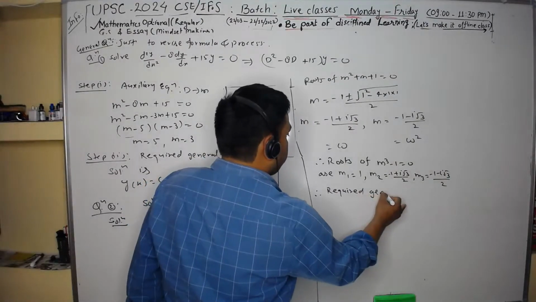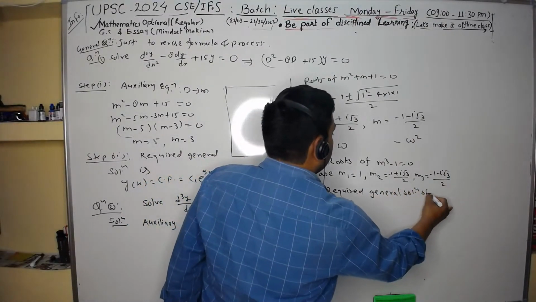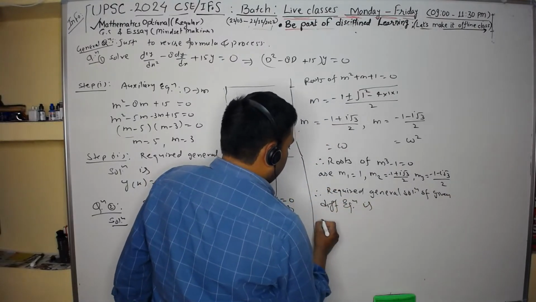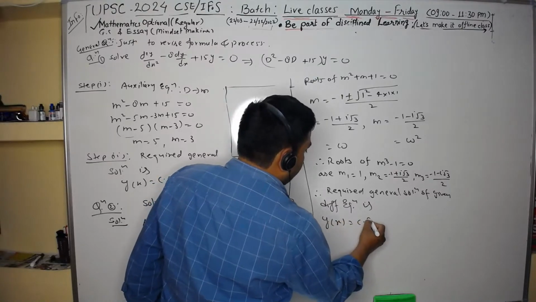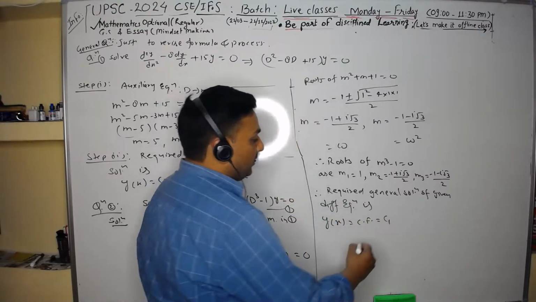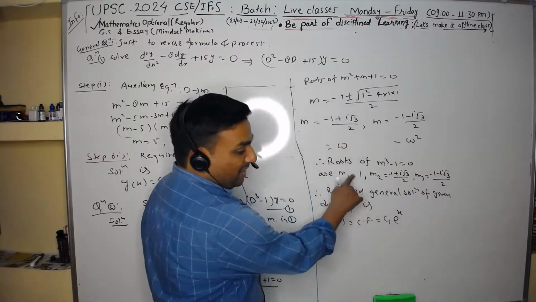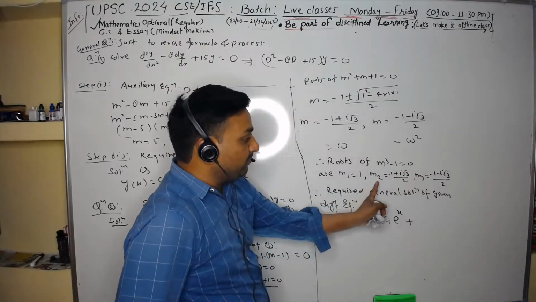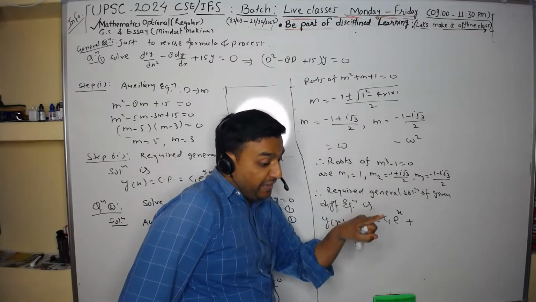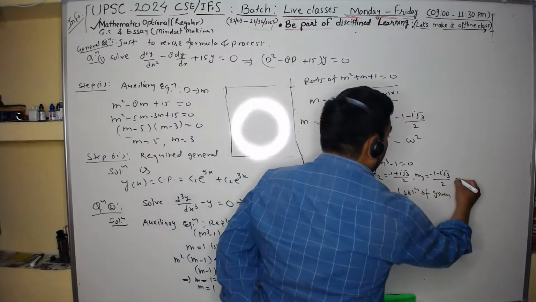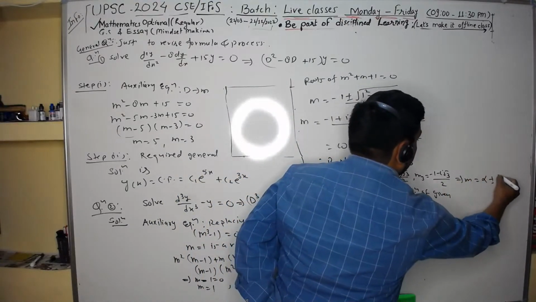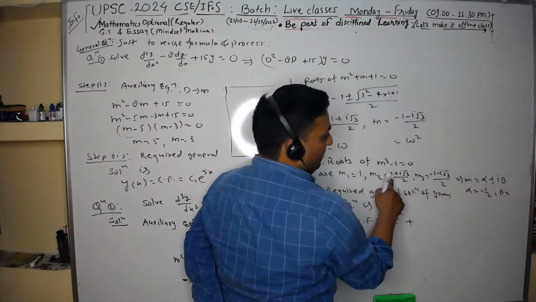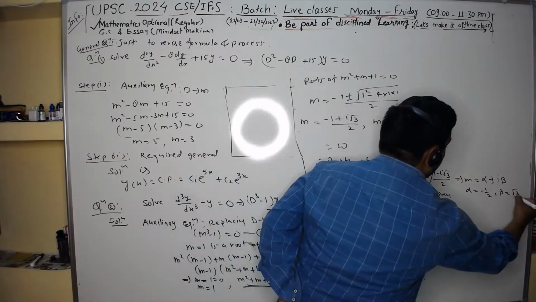Required general solution of given differential equation is y of x equals to cf c1 e raised to the power m1 x. m1 का value is 1 plus, ध्यान दीजिए, these are complex roots in pairs where alpha का value क्या मिलेगा? minus 1 by 2. बीटा का value क्या मिलेगा आपको? root 3 by 2, right?